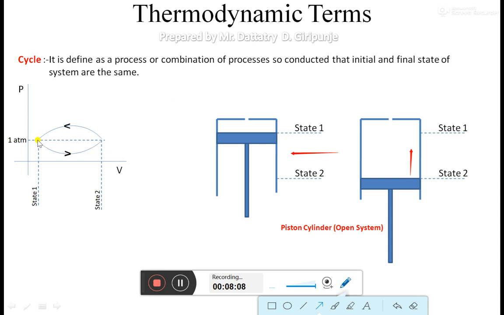If our system starts at state 1 and reaches state 2 and doesn't come back to initial state 1, then we can't call it a cyclic process. It is just a process then. But if the system comes back to the initial state after it reaches the final state, then such a process is called a cyclic process. We will see another example.